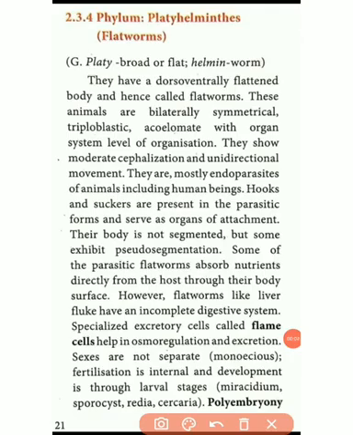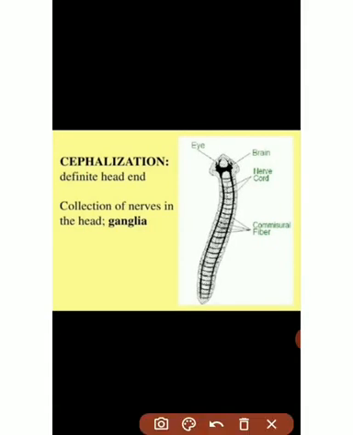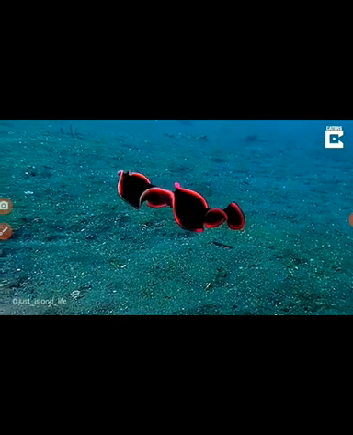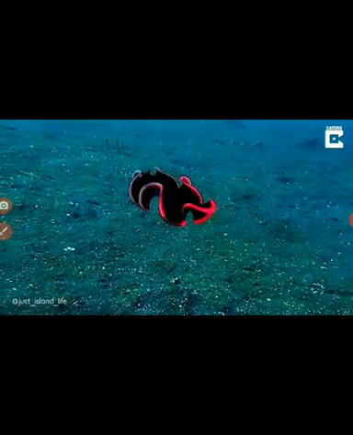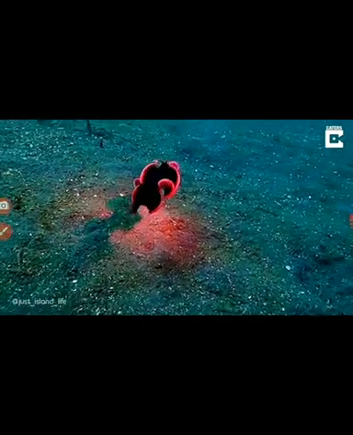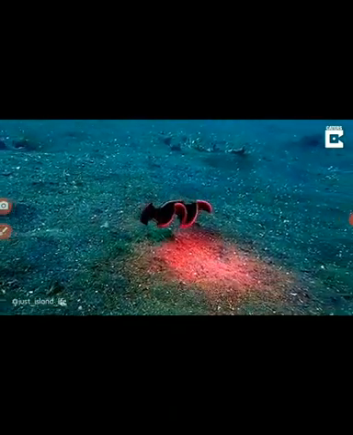They show moderate cephalization and unidirectional movement. Flatworms have moderate cephalization. Cephalization means formation of head. There is a medium growth of head in flatworms. Flatworms move in a single direction alone. So now let's see how the flatworms move. This is the movement of flatworms.